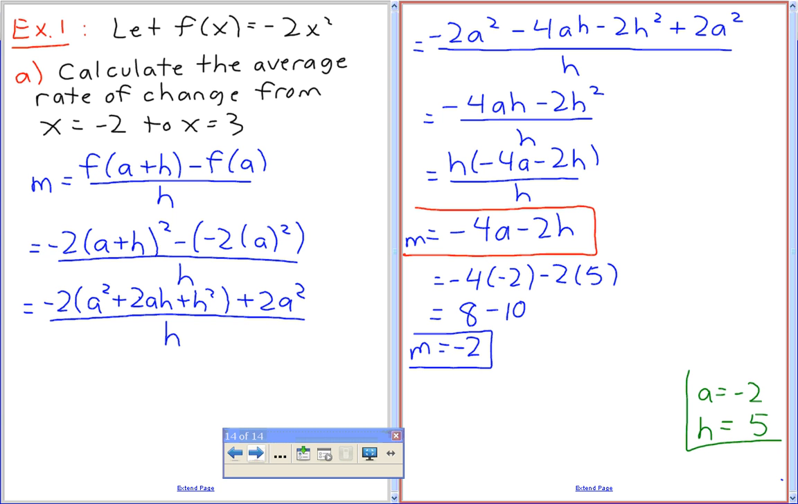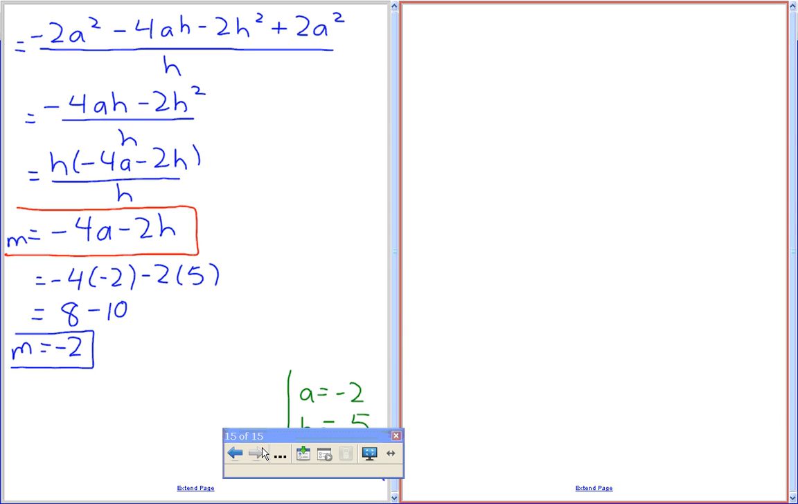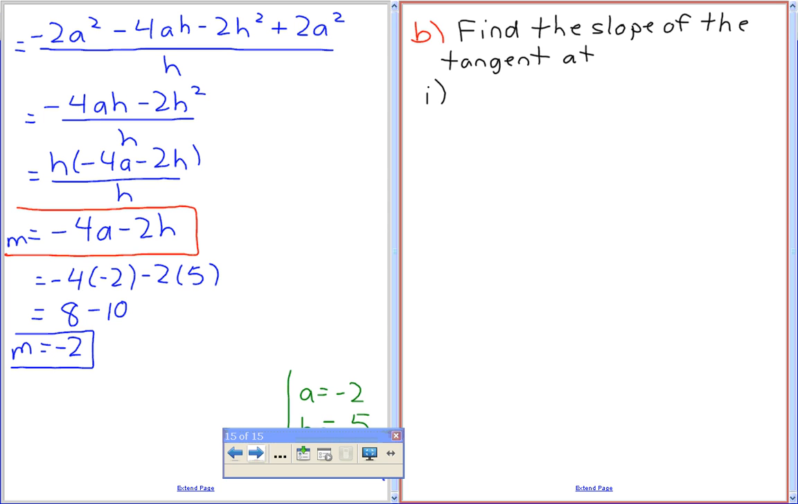I'll show you why this is good now. And Ben's going to help me here, hopefully. This is letter B. It's going to say, find the slope of the tangent at x equals negative 2.